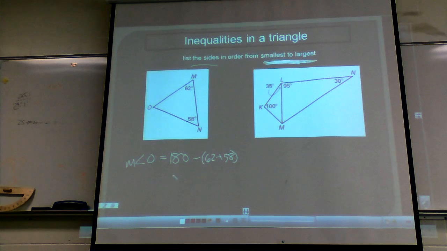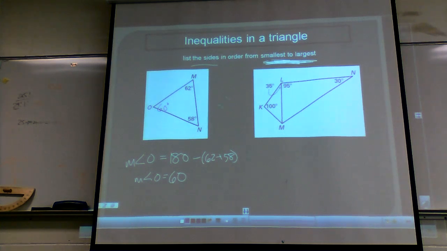60. So what? 60? Okay. All right, so that would be the first step. Now the whole idea there was just to make sure that that's the biggest number, that's the smallest number, and this is the middle.